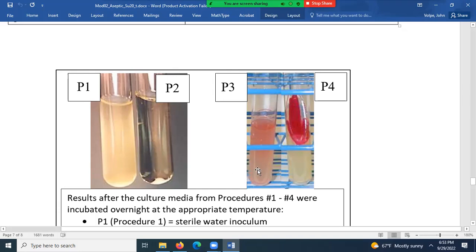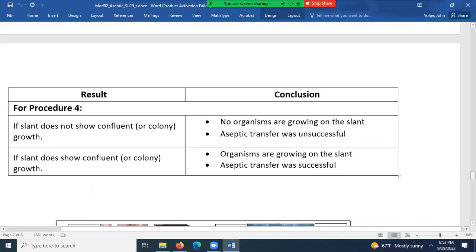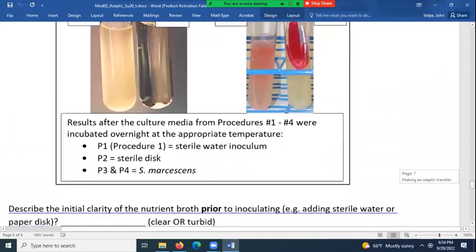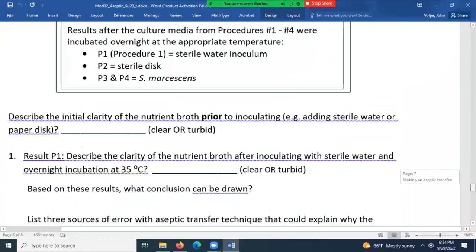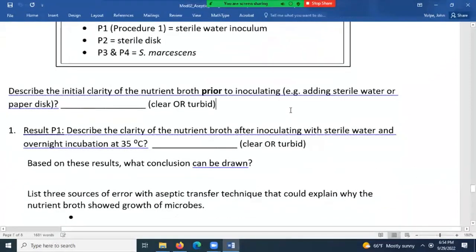Use these pictures to get your observations, your result, and then make your conclusions, the interpretation of the results. Use this table up here to get your conclusion, okay? And you should word your answer the way it's worded in the table, okay? All right, so then answer the questions of the worksheet. So let me show you the worksheet now.